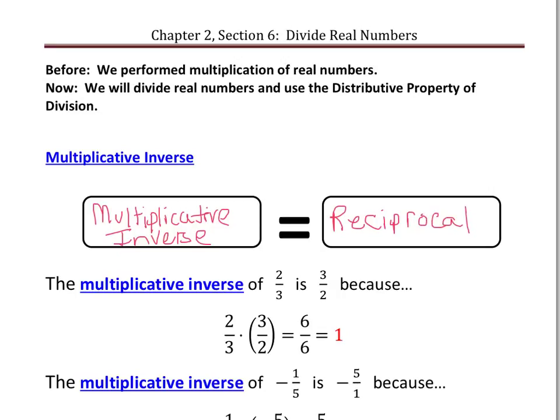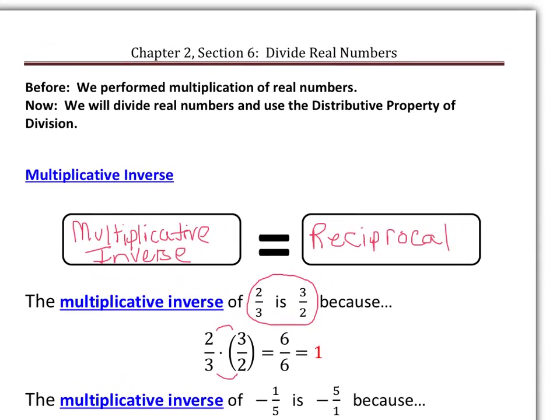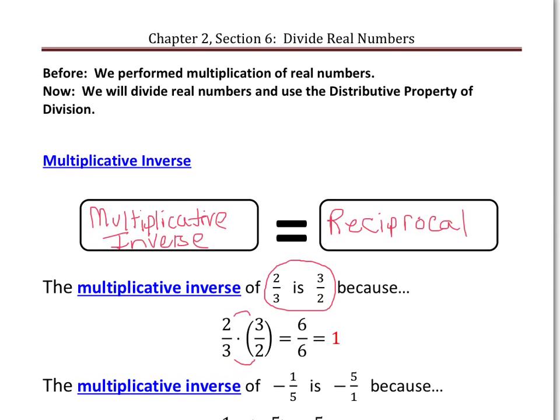Essentially, the multiplicative inverse of 2/3 right here is 3/2, because 2/3 times 3/2, if we multiply the numerators together, we get 6, and the denominators together, we get 6, and 6 divided by 6 here is 1. And that is the definition of the multiplicative inverse or reciprocal. It is a number, when multiplied by the original number, gives us back the number 1.